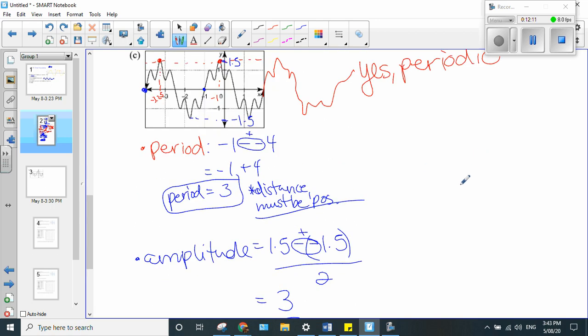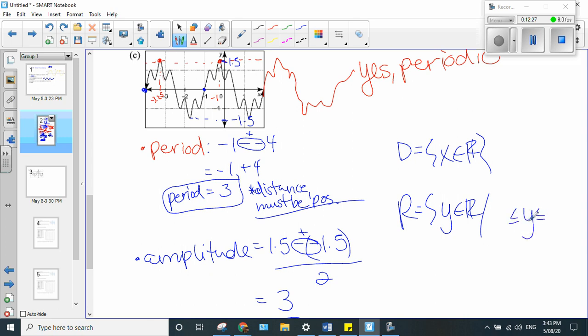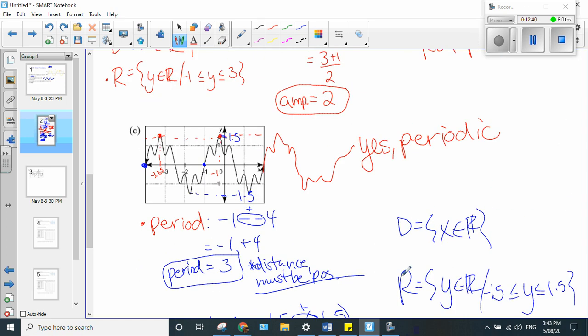And finally, we need our domain and range. So our domain is x ∈ ℝ. Okay, it continues forever and ever left and right. And our range is always going to start y ∈ ℝ, such that we put our y in the middle, less than or equal to the smallest number, -1.5, our lowest number, and our highest, 1.5. Okay, and that's our range. Okay, so that's all we have for this page.